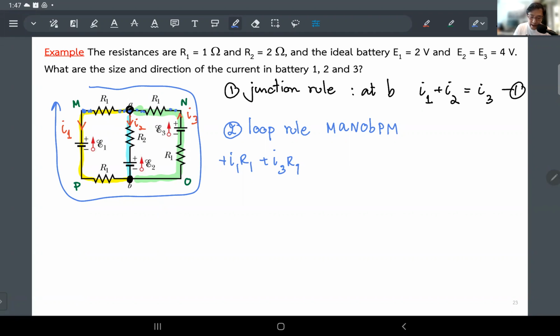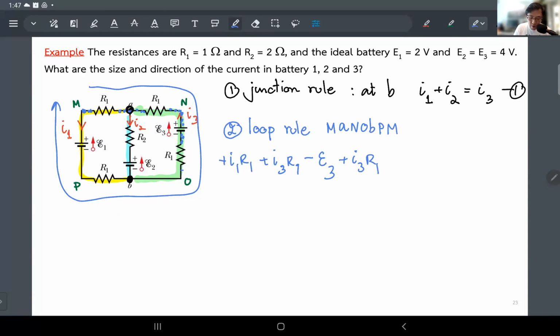I'm going through a higher potential. Keep going. I hit the battery on the positive end of this one, so I'm going from positive to negative. So I'm rolling downhill, so it's going to be negative E3. Keep going. Oh, I see another R1, but the current I3 is going against me, so I'm walking uphill. So it's going to be positive I3 R1.